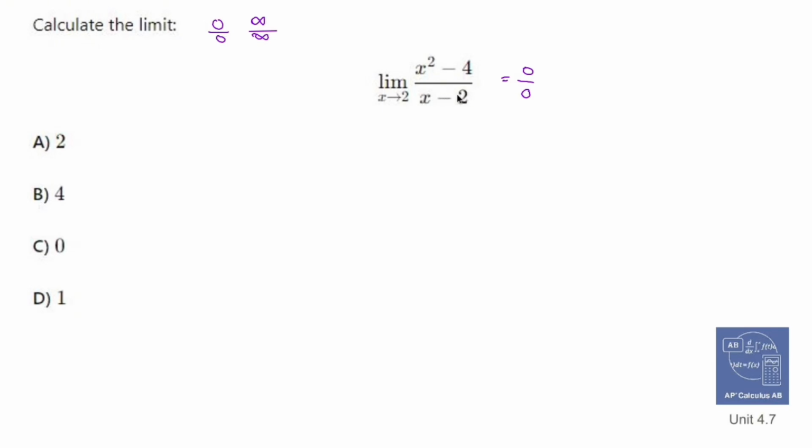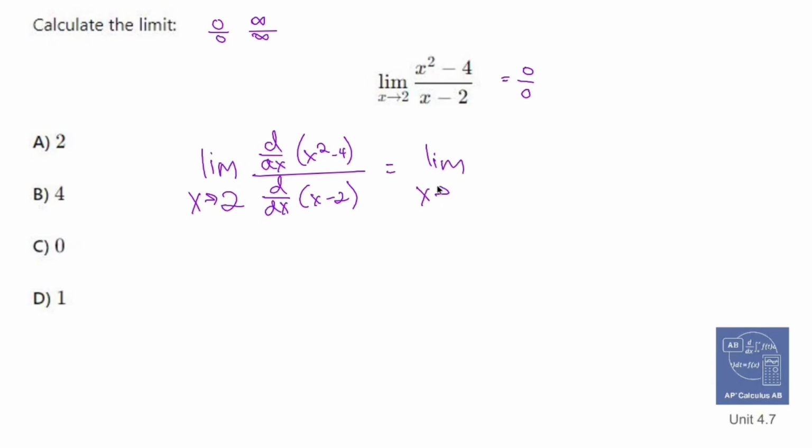Now, I'm not going to factor, because L'Hopital's rule says that I can just take the derivative of the top. So the limit as x approaches 2, let's take the derivative of the top, d/dx of x squared minus 4, and the derivative of the bottom, d/dx of x minus 2, and then repeat the process. The derivative of x squared minus 4 is 2x, and the derivative of x minus 2 is just 1. So now I can plug in 2, and I get 2 times 2 over 1, which is 4 over 1, which is 4.